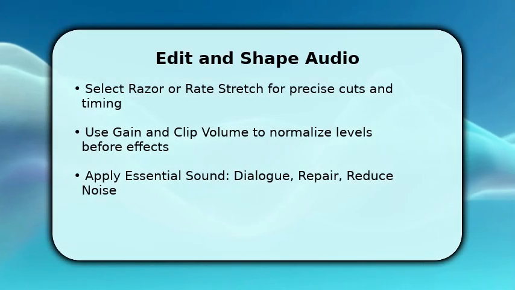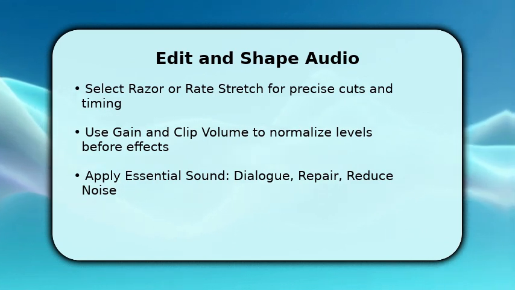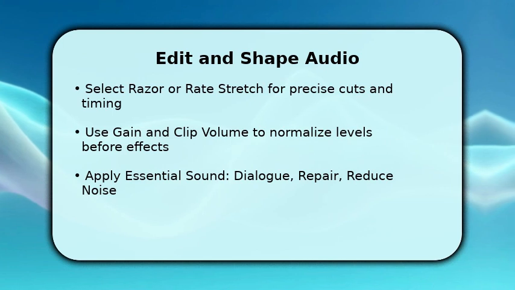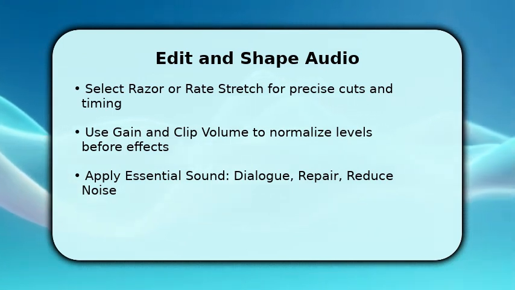Also, make sure only the target track is unlocked and soloed. That prevents changes to other clips while you perform the next surgical steps. Once the waveform is visible and magnified, cut and trim using the razor or rate stretch tools to align speech or beats. You'll adjust gain and clip volume first to get consistent peaks. This makes compression and limiting work better.